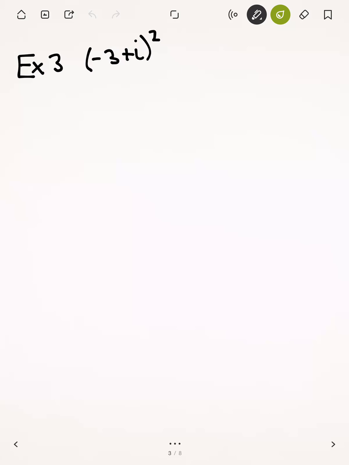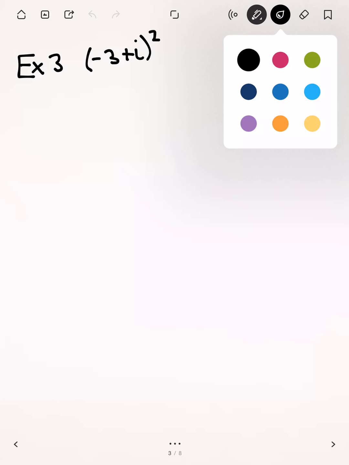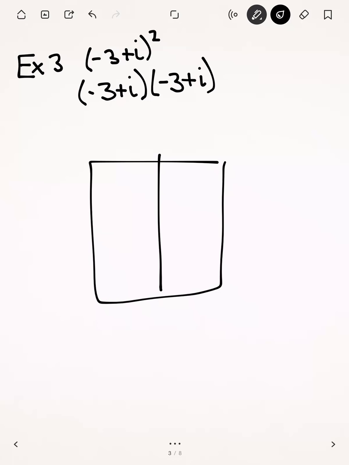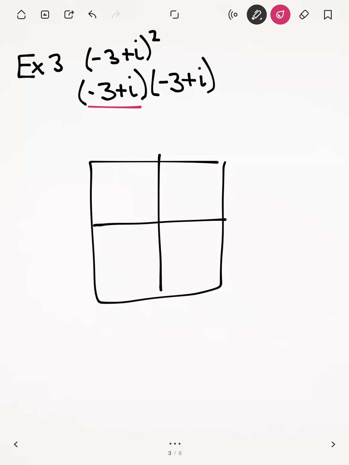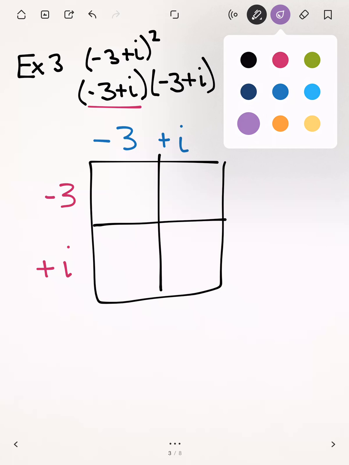Moving on to example 3. I now have -3 plus i, and it's all being squared. So what we need to remember is we can rewrite this so we can see what it actually looks like as -3 plus i times -3 plus i. Okay, and then I start with my box. So I'm going to write the -3 plus i. And then on the top, I'm going to write -3 plus i. And then I just start filling in the squares.